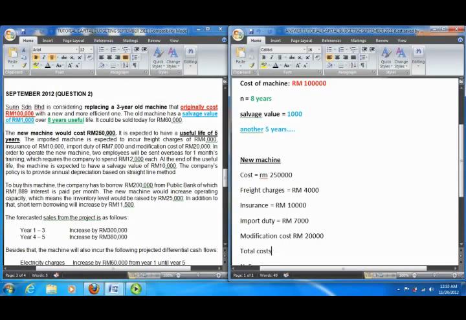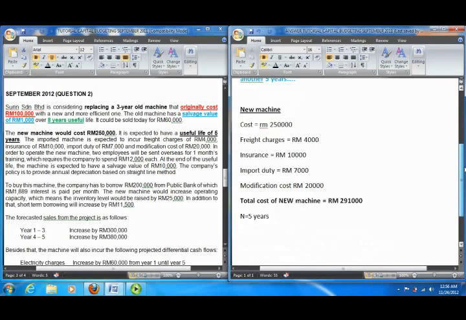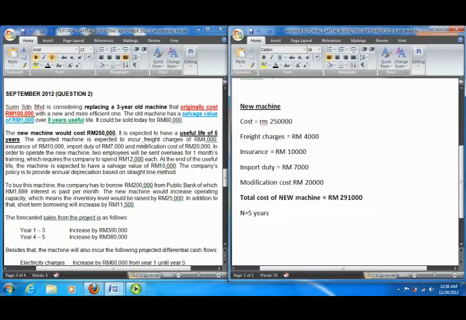Therefore class, your total cost of your machine is 250,000 plus 4,000 plus 10,000 plus 7,000 plus 20,000. You will get RM 291,000. So this is the total cost of your new machine. Alright, the useful life of the new machine is 5 years.